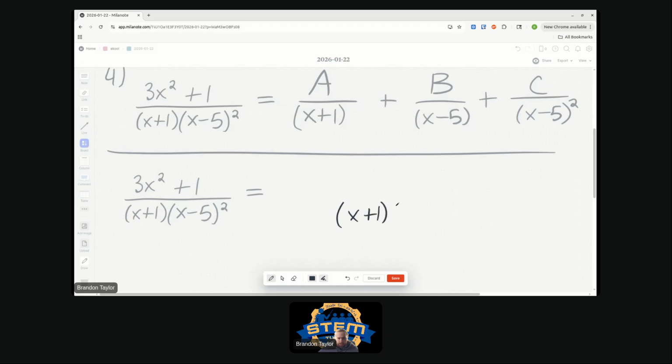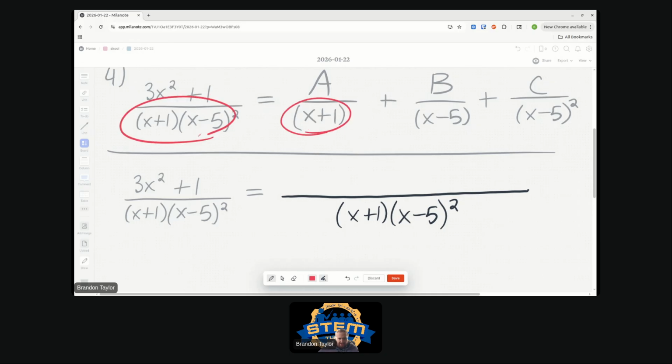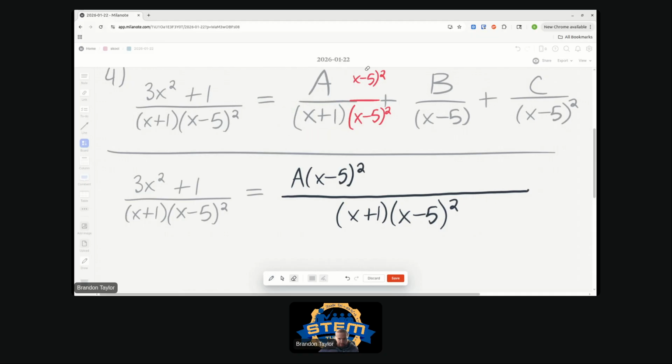I'm going to kind of jump to it. I won't go through every step. I assume you understand how to do this part. But basically, what's preventing this from being that? The x minus 5 squared. So if you multiply by x minus 5 squared in the denominator, you also have to do it in the numerator. So that's why I'm going to write here A times x minus 5 squared. That's the thing preventing it from being the common denominator.